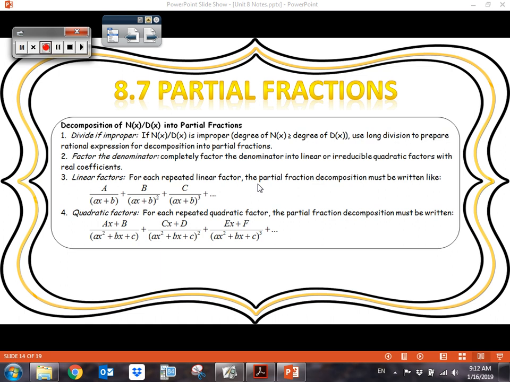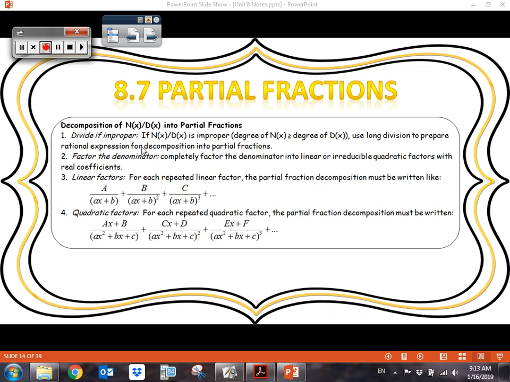So we're going to spend 2 days on this. Today is the only day with notes. Tomorrow is just going to be more practice on this. So let's go through the steps. We're doing a fraction. N is the numerator, D is the denominator.